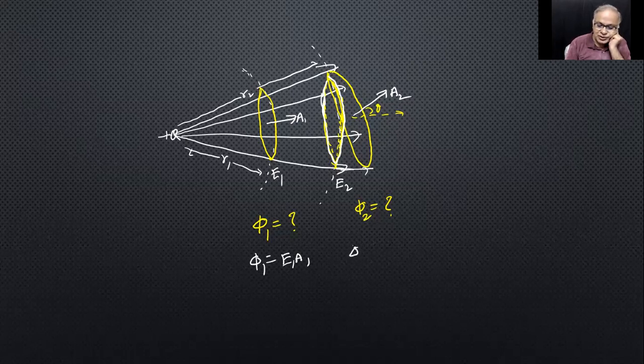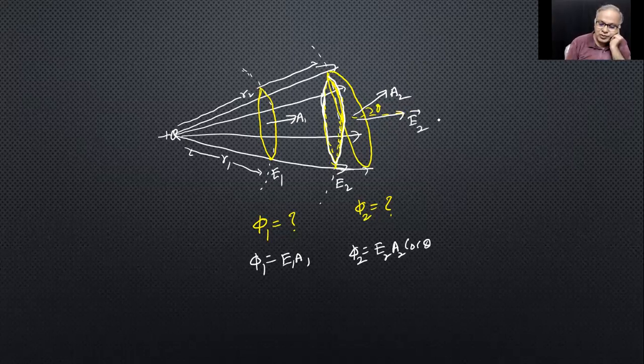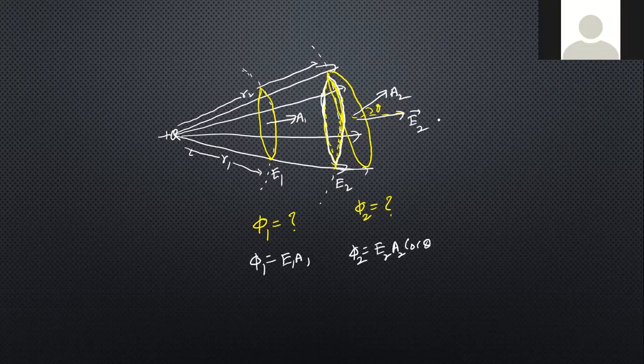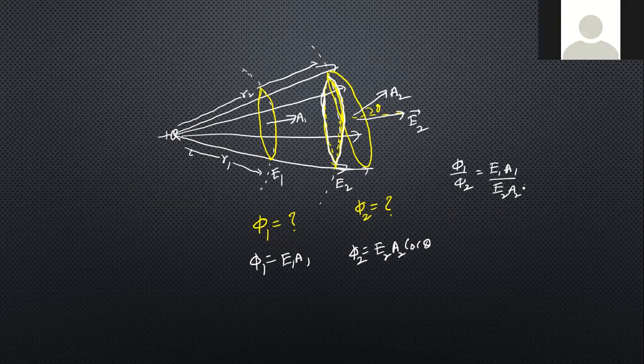This one is what? E2 A2 cos theta, isn't it? So E2 dot A2 is E2 A2 cos theta, because of the projection. Actually, this is a very small one, but I made it look big. Now, what is phi 1 by phi 2? E1 A1 by E2 A2 cos theta.